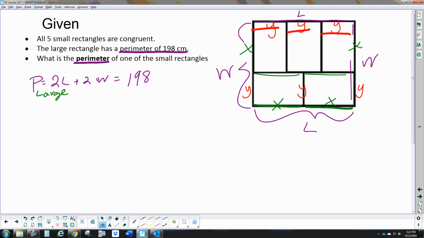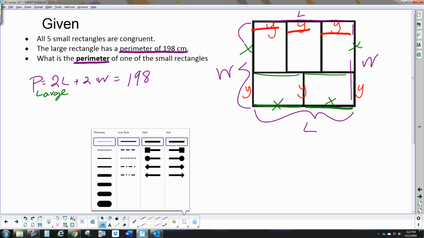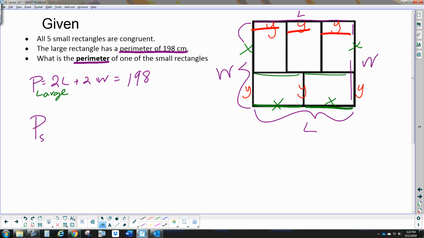Now I know that the perimeter formula is the same. So the perimeter of the small rectangle is going to be 2 times x plus 2 times y. Okay, I know that's going to be true based on the measurements of my small rectangle. I have 2 x's, x plus x, y plus y. 2x plus 2y is the perimeter of the small rectangle.